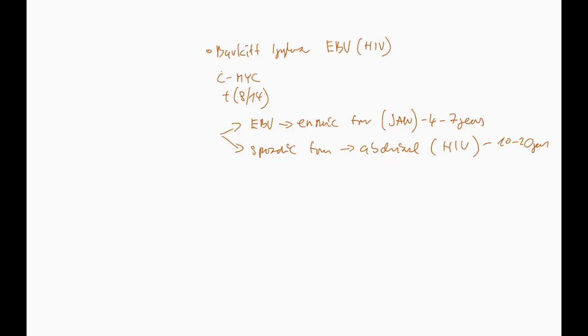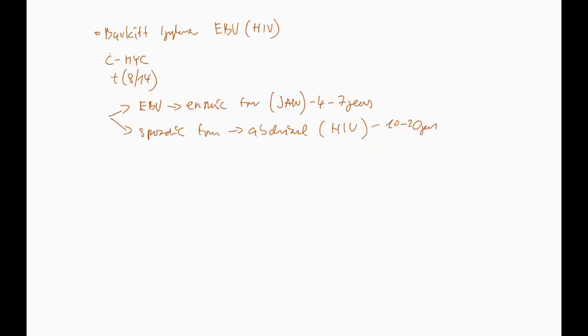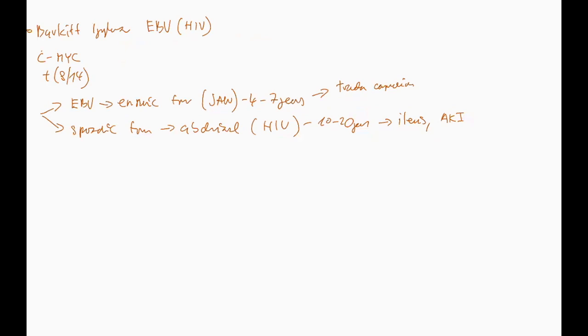In the endemic form, you can have a compression of the trachea, etc. In terms of the sporadic form, in the abdomen, you can have an ileus, or you can even have an acute kidney injury because there could be a blockage of the ureters. So mechanically, it can cause a problem.